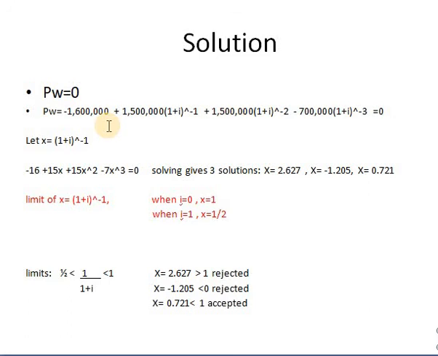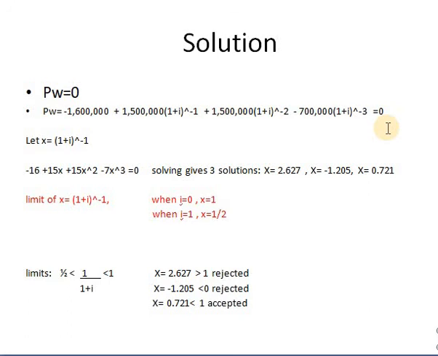Present worth equals to minus 1,600,000. It is already in the present, so I don't multiply it with anything. Plus 1,500,000 times (1 plus i) to the power minus 1, because it's far away by 1 year. Plus 1,500,000 times (1 plus i) to the power minus 2, far away by 2 periods. And the 700,000 times (1 plus i) to the power minus 3, because it's far away by 3 periods. I'm going to put this equation equal to 0.